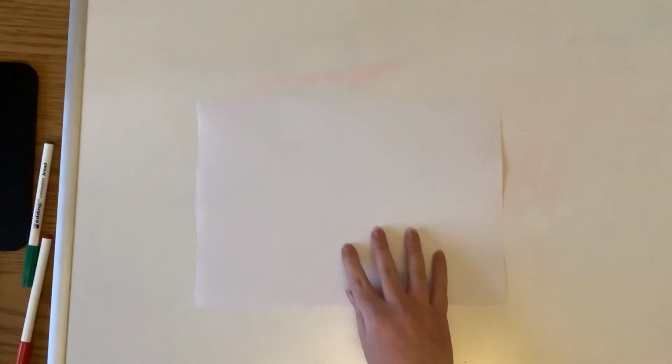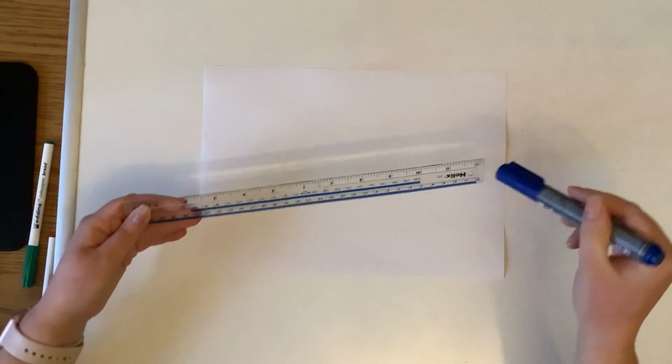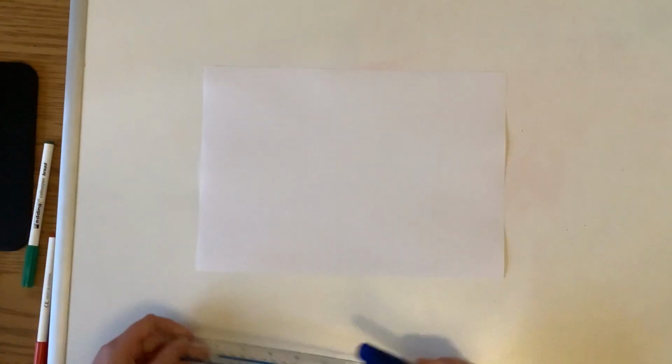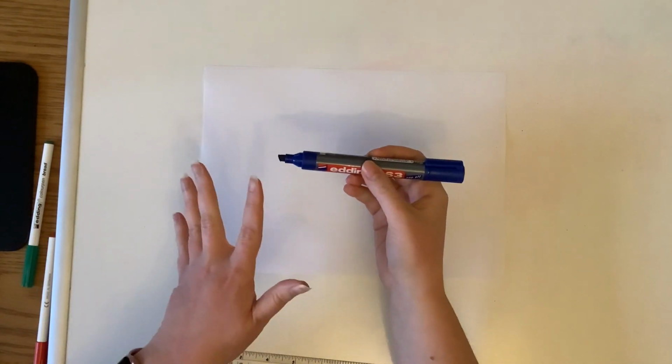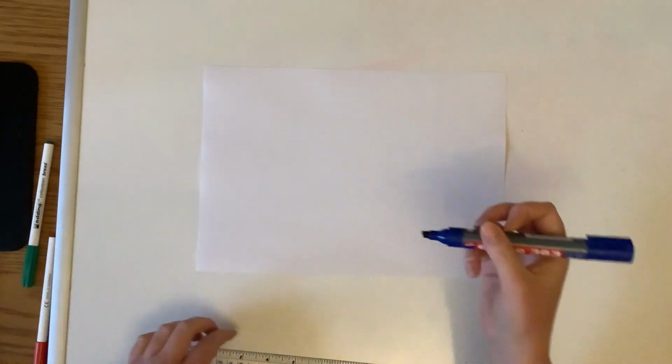Ideally, I would have a piece of tracing paper. However, I don't have access to a piece of tracing paper at the moment, so I'm just going to use a piece of A4 plain paper. It would be great if you could do this with me. So get yourself a piece of paper. You'll need a ruler or something with a straight edge, and then a pen. Ideally, maybe like a felt tip pen. I'm using a whiteboard pen here, but something that's quite thick, not something thin like a pencil.